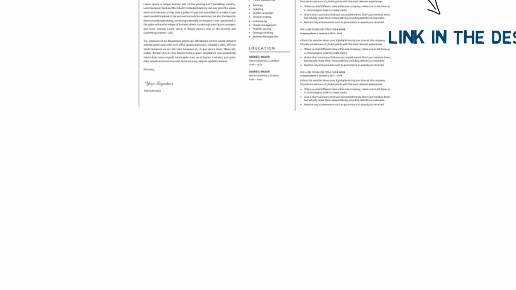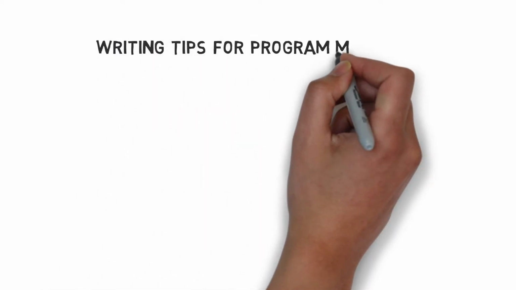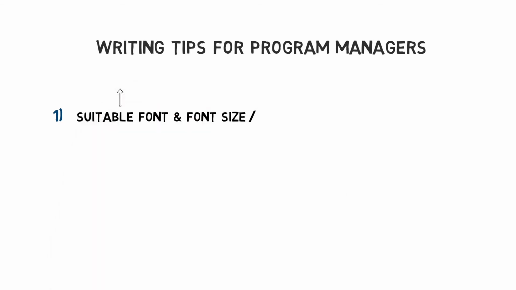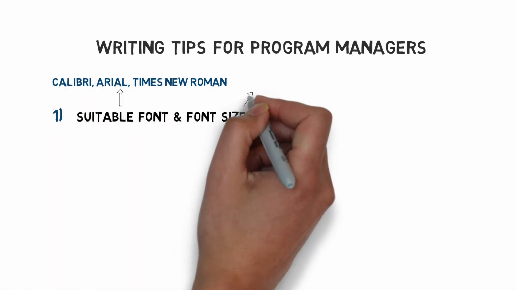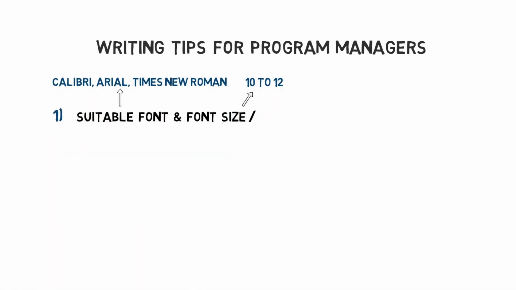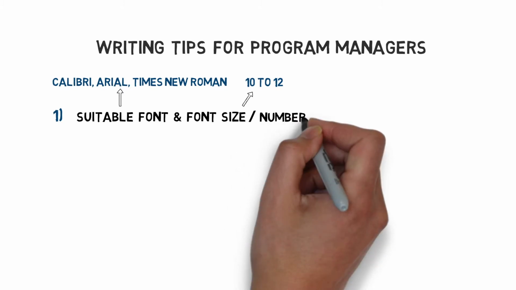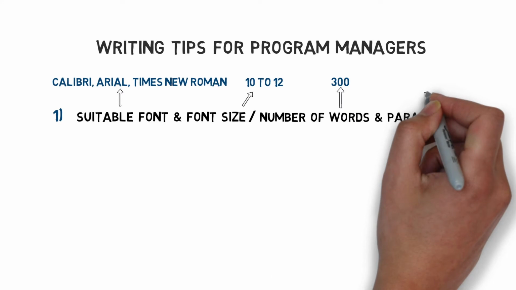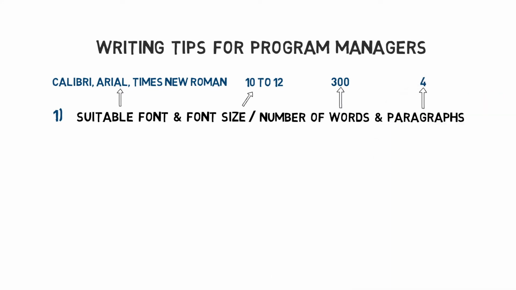Okay, now before we start, let me first emphasize the most important writing tips for program managers. First off, use a suitable font and font size. Calibri, Arial or Times New Roman with a 10 to 12 point font size will do. Now don't use novelty style fonts like Script Style, Comic Sans or handwriting fonts. Furthermore, keep a word count of around 300 to 400 words and divide the cover letter into 4 paragraphs.